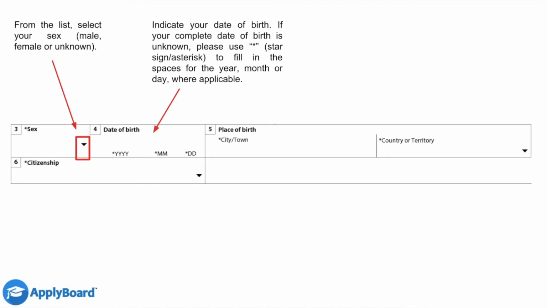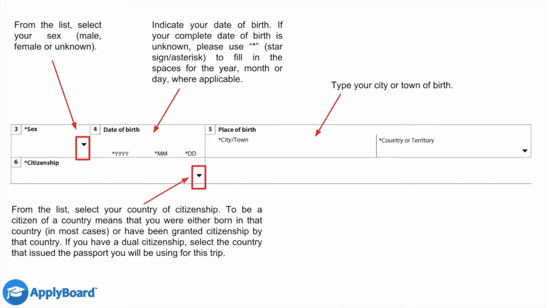If your complete date of birth is unknown, please use an asterisk or star to fill in the spaces for the year, month, or day where applicable. Type your city or town of birth. From the list, select your country of citizenship. To be a citizen of a country means that you were either born in that country in most cases or have been granted citizenship by that country. If you have a dual citizenship, select the country that issued the passport you will be using for this trip. From the list, select your country of birth.